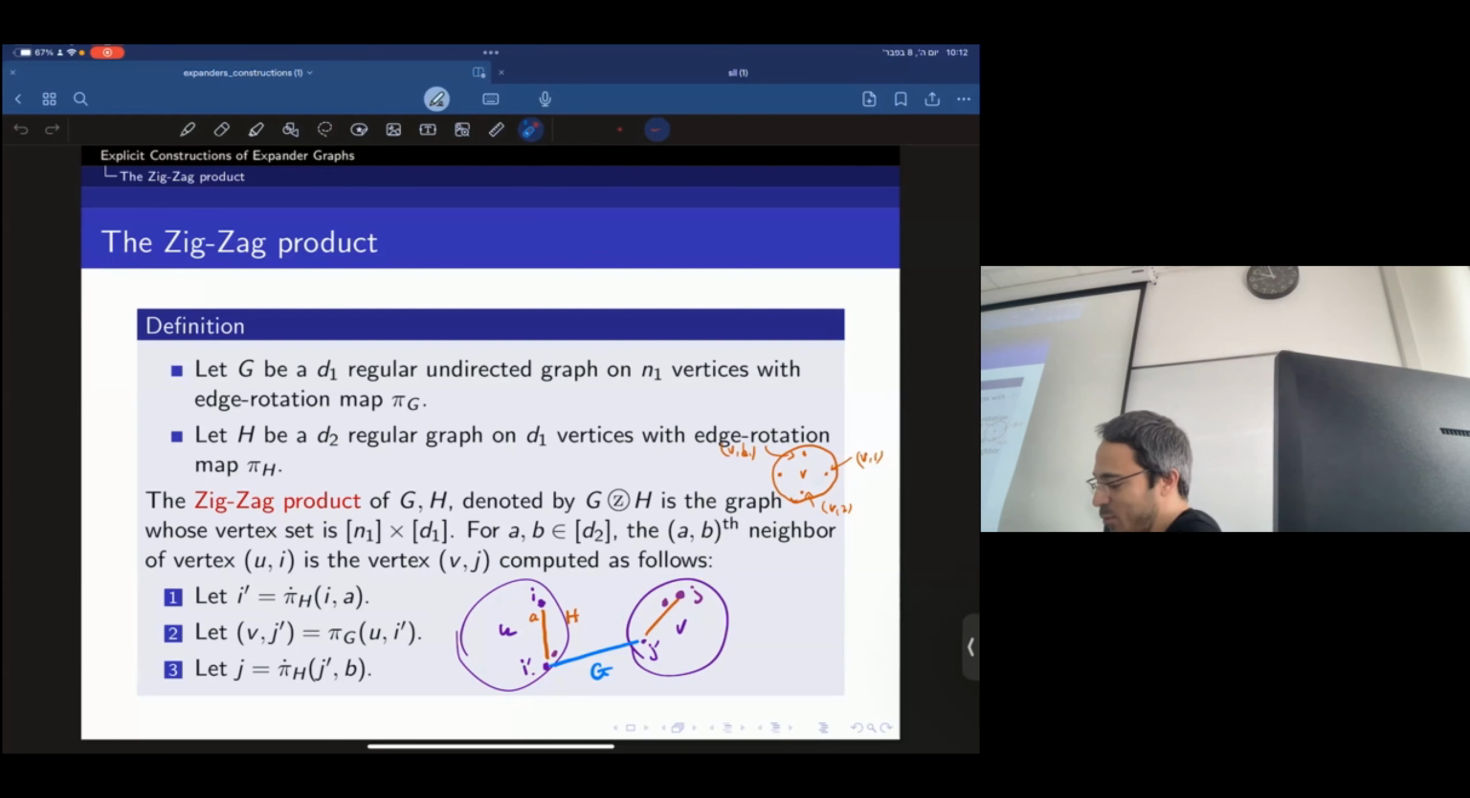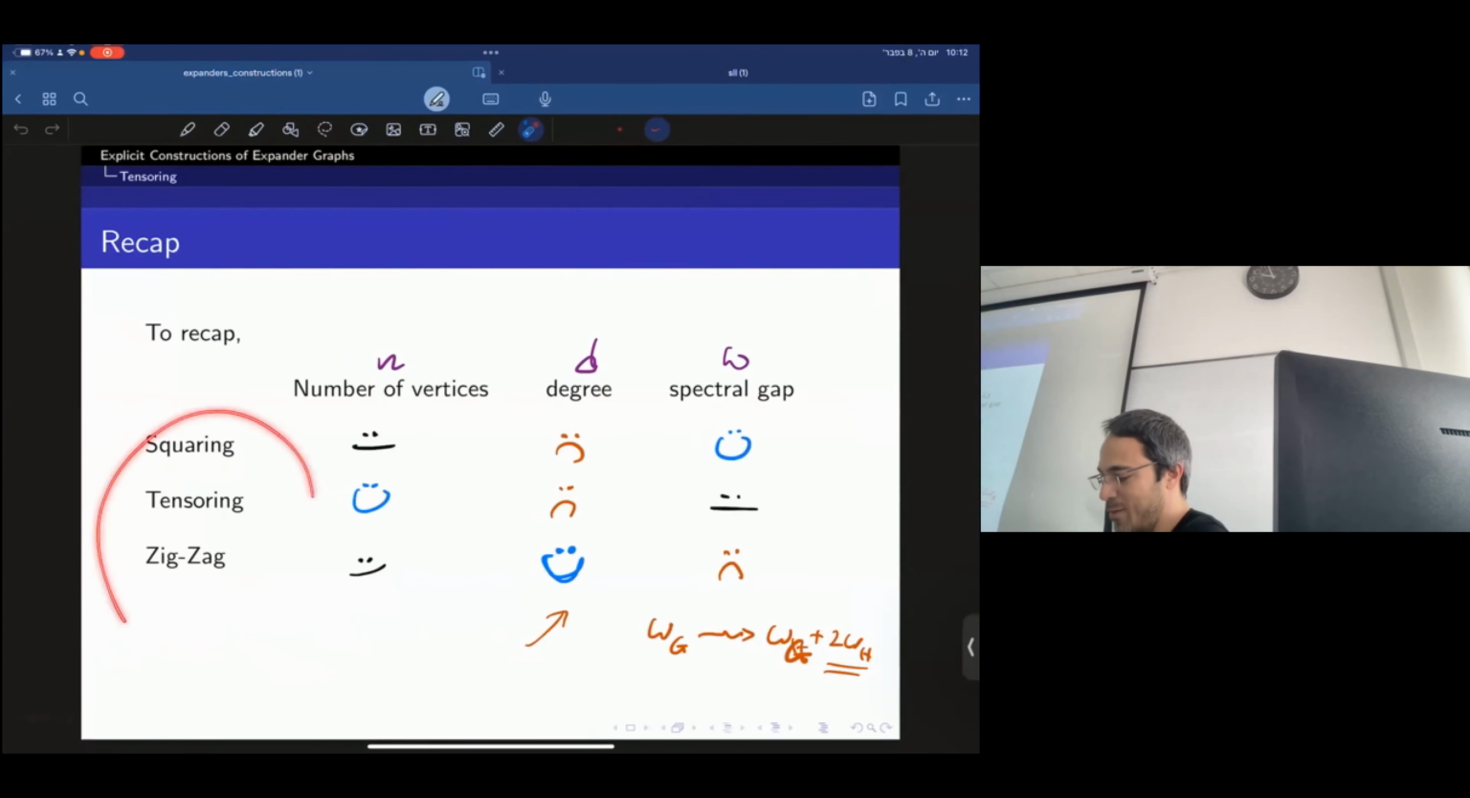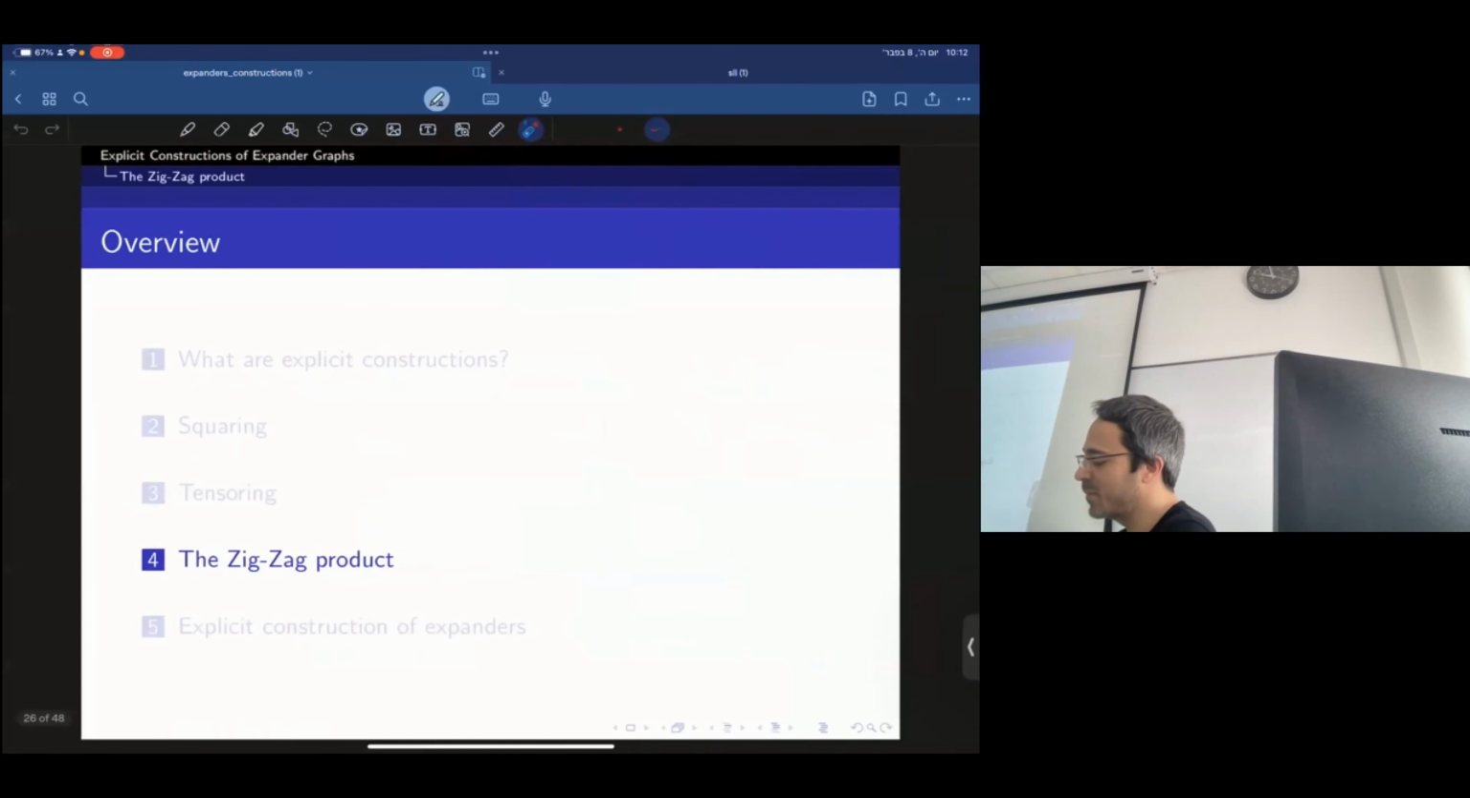So the zigzag product was one of three operations, if you remember, squaring, tensor and zigzag, that we introduced in order to construct expanders, and it kind of played the role of reducing the degree, right? The spectral gap, as we proved, is deteriorating a little bit. The number of vertices actually goes up a little bit, but that doesn't really matter. But the good thing about it is that the degree that you get by zigzagging G and H has nothing to do with the degree of G, only H.